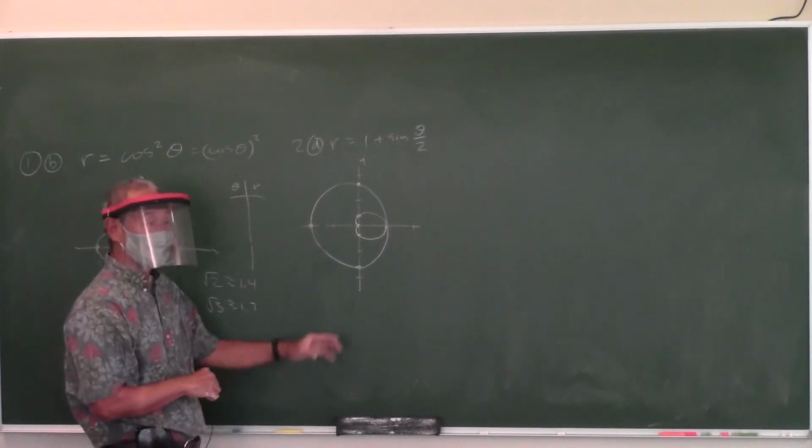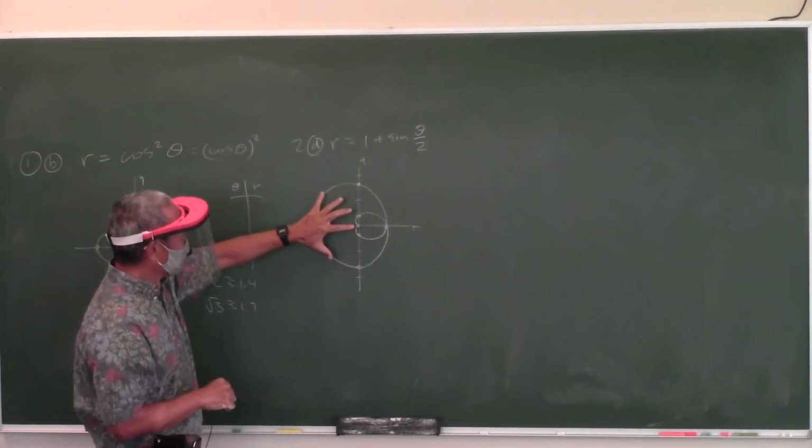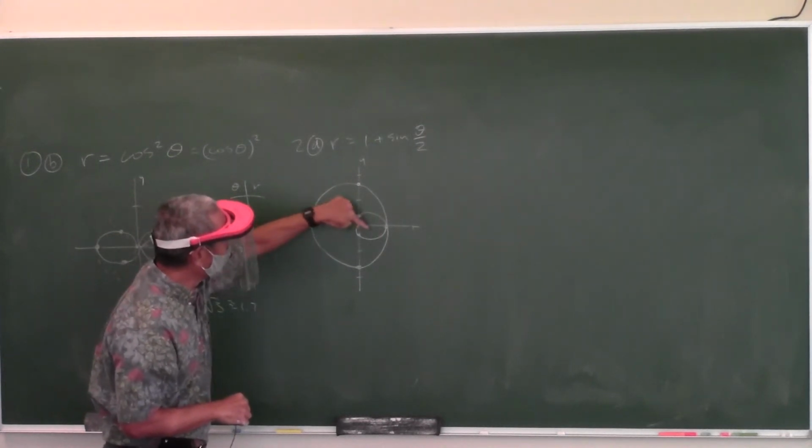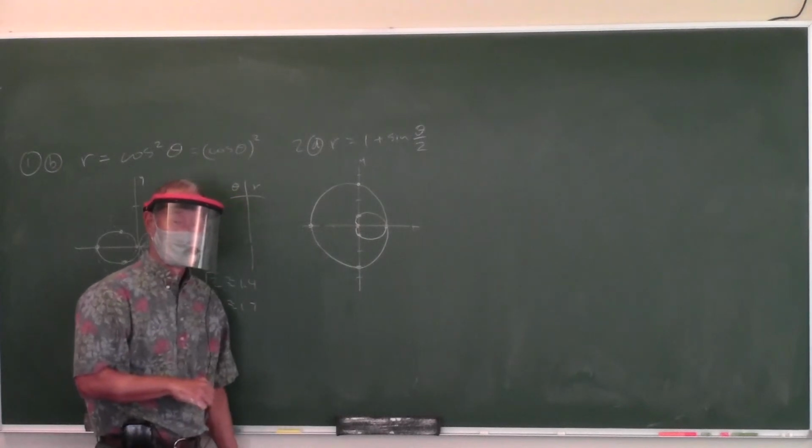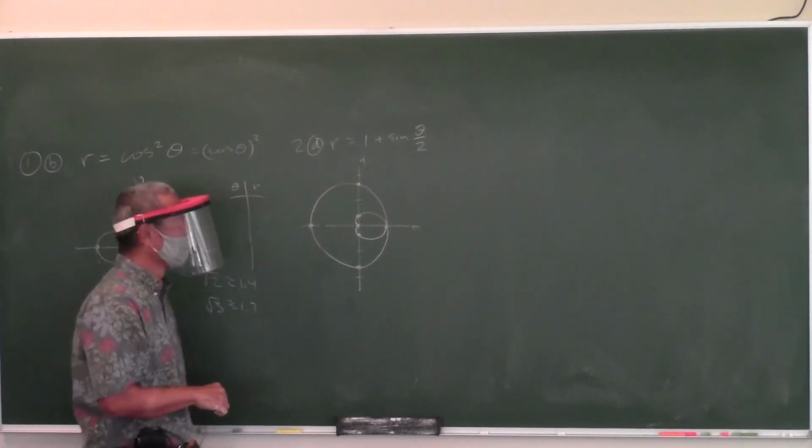Isn't that a neat graph? It's like you have a blob with an inner loop, but the inner loop is a cardioid. Isn't that neat?